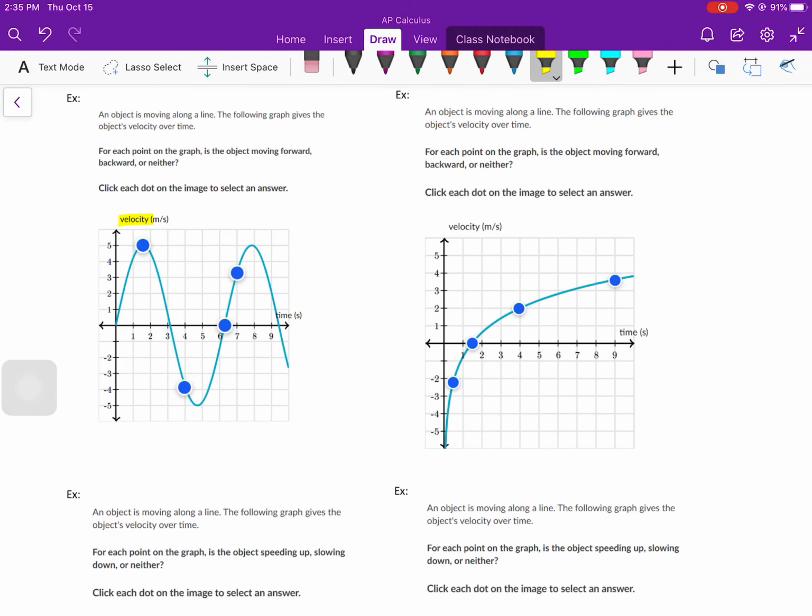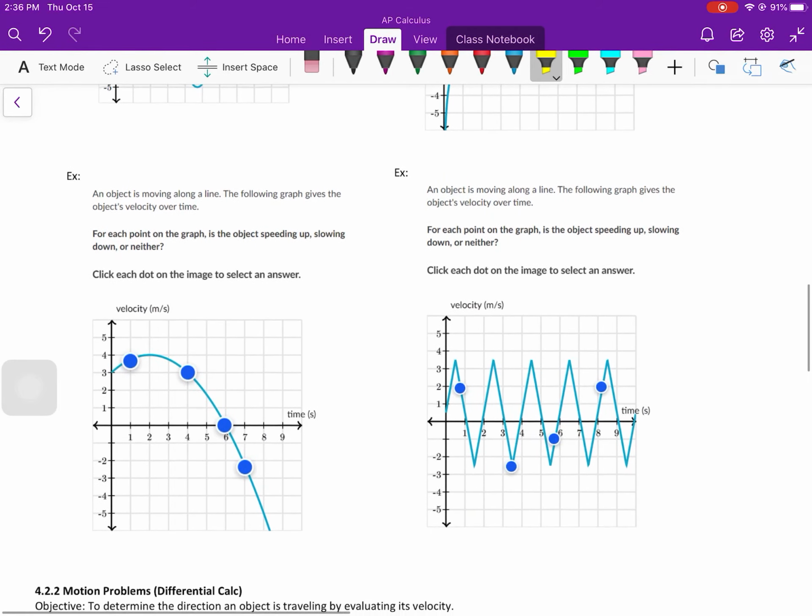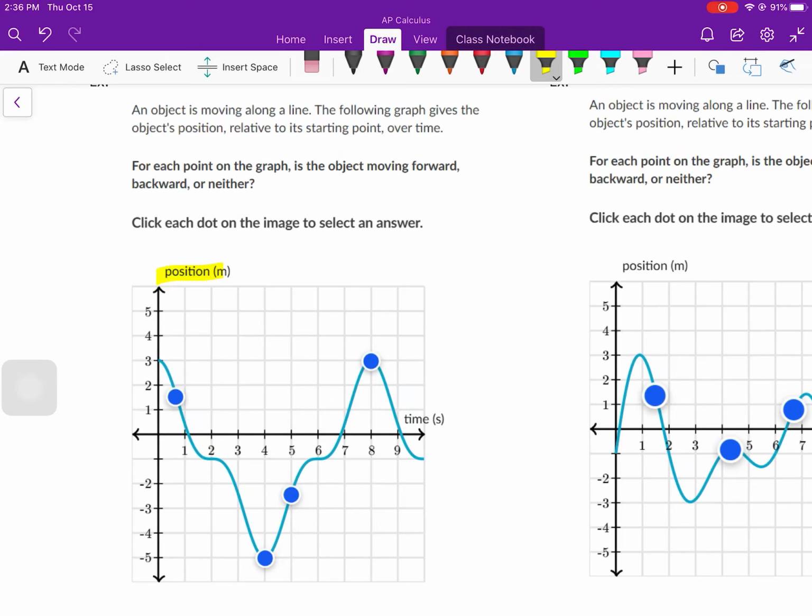Velocity represents the speed and direction. It represents the slope of position. And then you see these are velocity graphs. So for this one, they're giving us a position. This is the basic graph and idea of this. So an object's moving along a line. The following graph gives the object's position relative to the starting point over time. For each point on the graph, is the object moving forward, backwards, or neither?